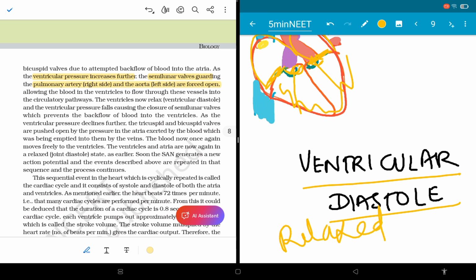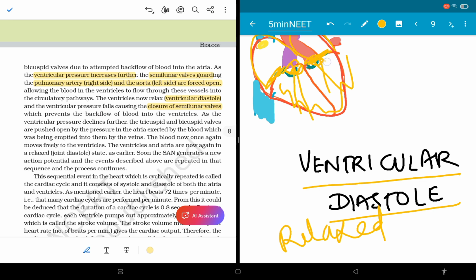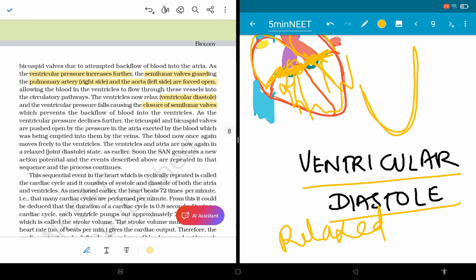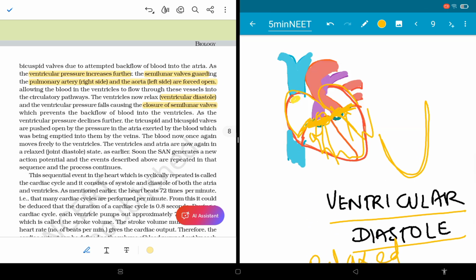They will relax now. Okay, ventricular diastole, and the ventricular pressure falls because of the closure of the semilunar valves, which prevents the backflow of blood into the ventricles. Once they have pushed everything outside, now the semilunar valves will also close, because this valve will also not allow backward flow of blood. So the blood which has once entered the pulmonary artery and aorta will not come out again. So the valves are closed here and the ventricles relax. Pressure also falls. Okay, as the ventricular pressure declines further, now the ventricle is completely relaxed and there is no blood inside.